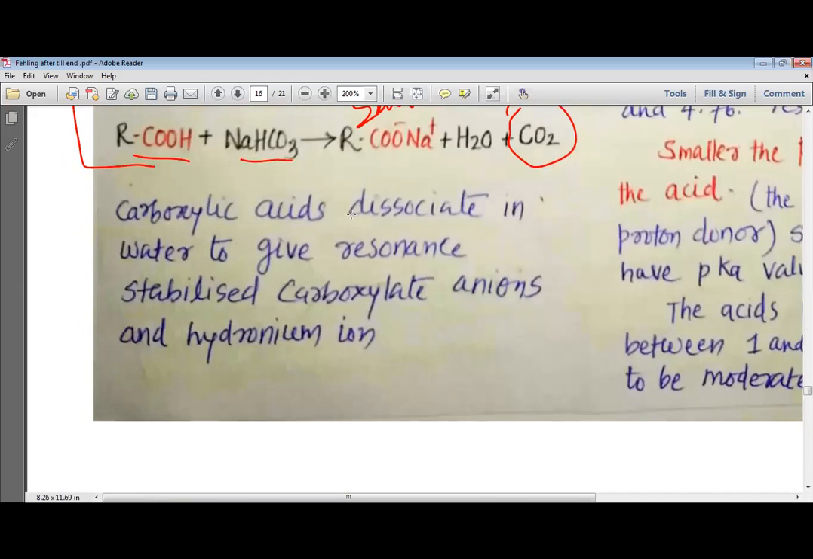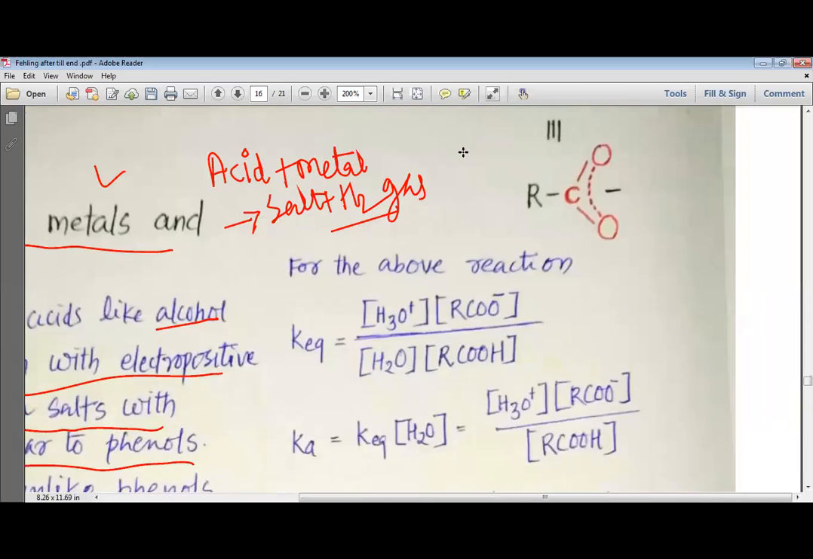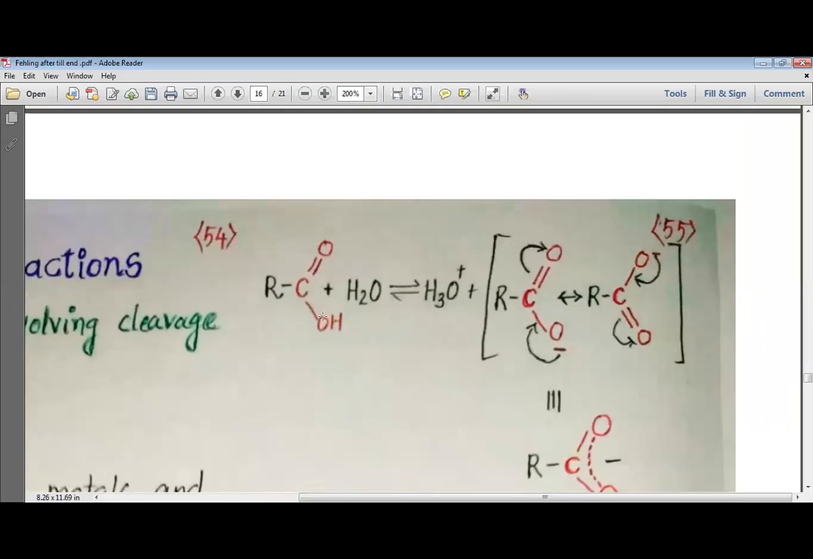bicarbonates. Carboxylic acids dissociate in water to give resonance stabilized carboxylate ions and hydronium ion. Let us understand this reaction. What happens when these carboxylic acids are added to water, my dear students? They produce H plus ion, so they are simply converted into two parts. One is your RCOO minus, another is your H plus. This H plus combines with water and gives us H3O plus.